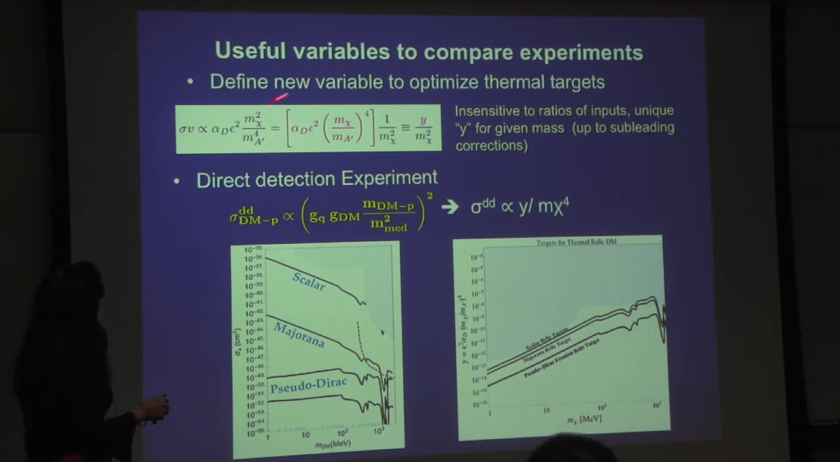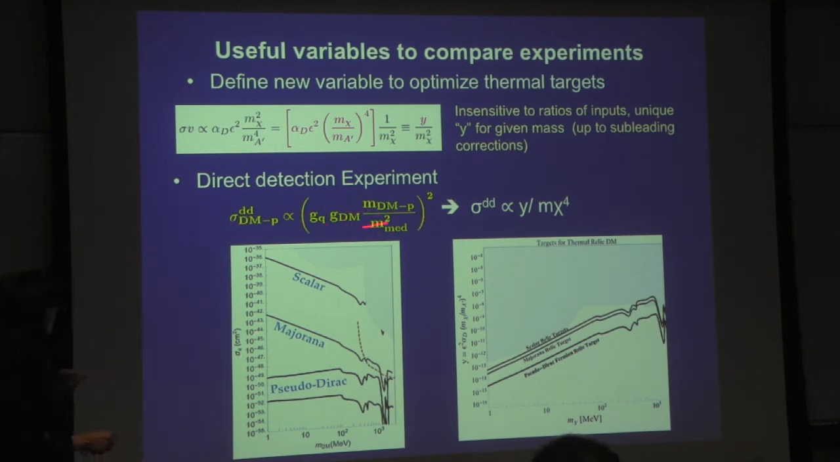Okay, so this is the last thing, so that you understand what this is all about. First I show you this cross section. This is the annihilation cross-section, which I showed can be written like that: interaction of the standard model, interaction of dark matter, mass of dark matter over mass of the mediator. I can rewrite this as y over the mass of the dark matter squared, correct? So it is insensitive to the ratios of inputs, there is only a unique y for a given mass, okay? Y for a given mass.